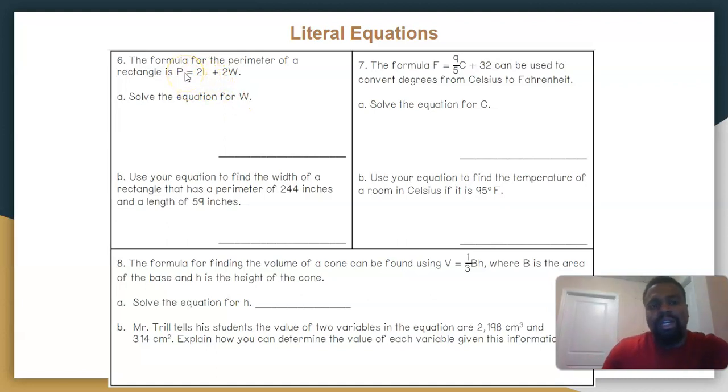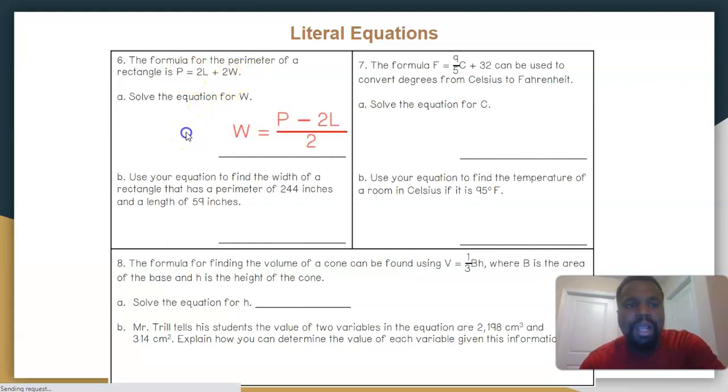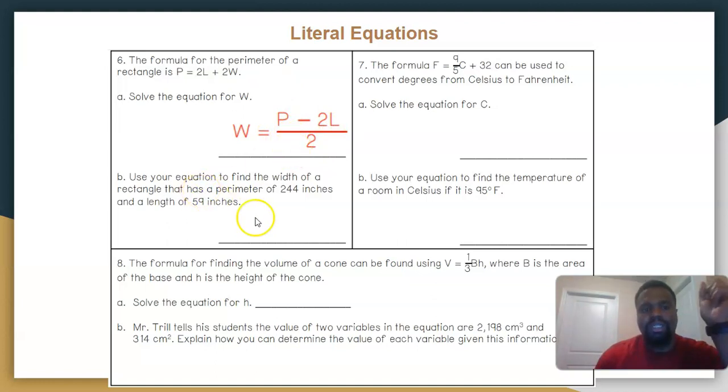So I'm going to subtract. So it's going to give me P minus 2L. And then I want to get rid of 2. So then I want to divide both sides by 2. And W is going to equal P minus 2L, divided by 2. Now that I have this formula, all right, I want to use this to solve.